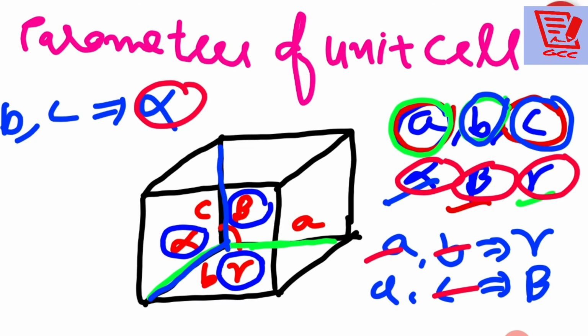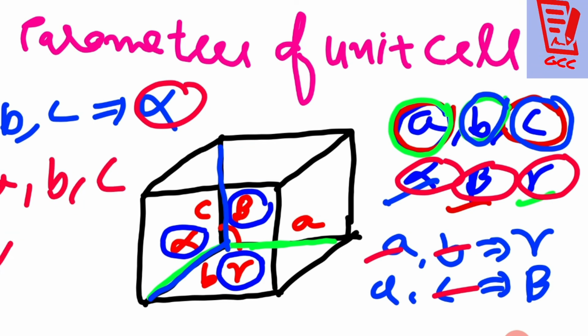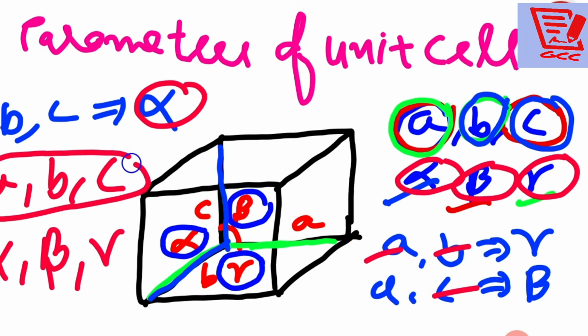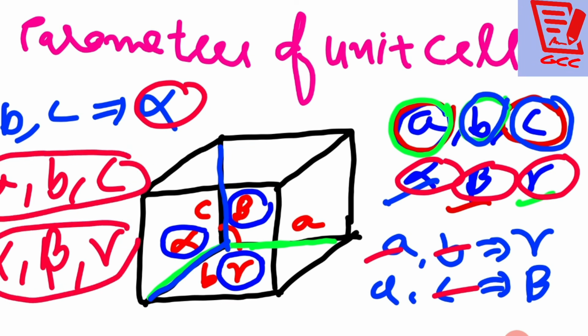So usually we have 6 parameters. Which 6 parameters? A, B, C, alpha, beta and gamma. A, B, C are the axial lengths, and alpha, beta, gamma are the axial angles. I hope you are getting my point. These are the parameters by which we can measure the unit cell. I hope you all are getting my point.